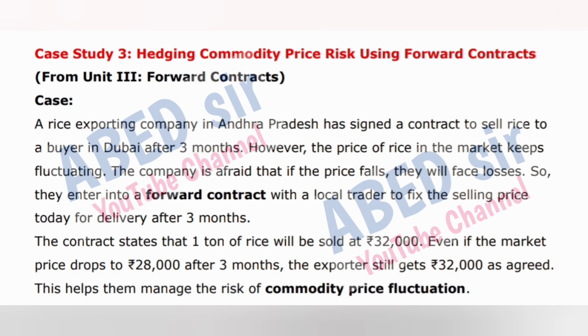So, they enter into a forward contract with a local trader to fix the selling price today for delivery after 3 months. The contract states that 1 ton of rice will be sold at 32,000 rupees. Even if the market price drops to 28,000 rupees after 3 months, the exporter still gets 32,000 rupees as agreed. This helps them manage the risk of commodity price fluctuation.